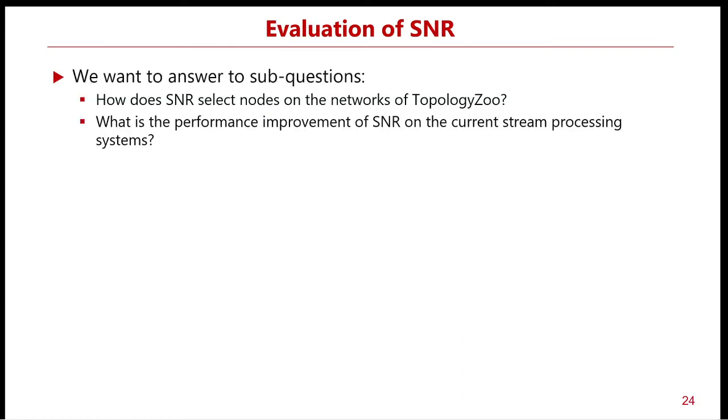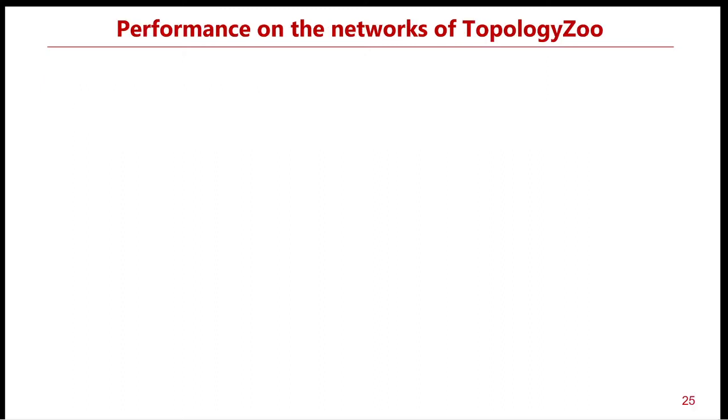Now we evaluate SNR on different networks, and we want to answer the following questions. How does SNR select nodes on the networks of Topology Zoo, and what is the performance improvement of SNR on the current stream processing systems?